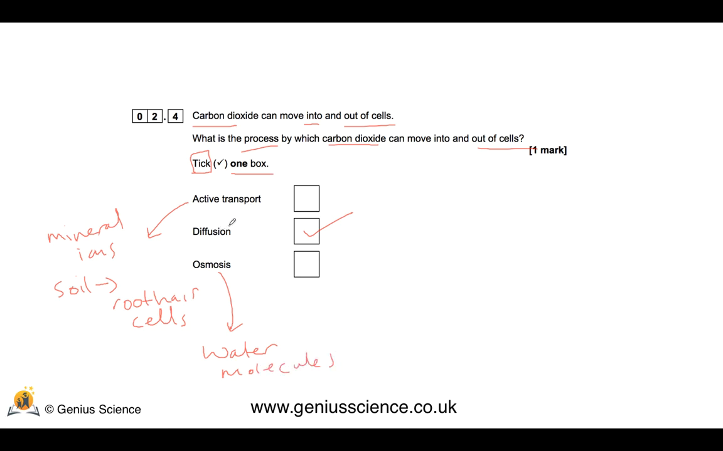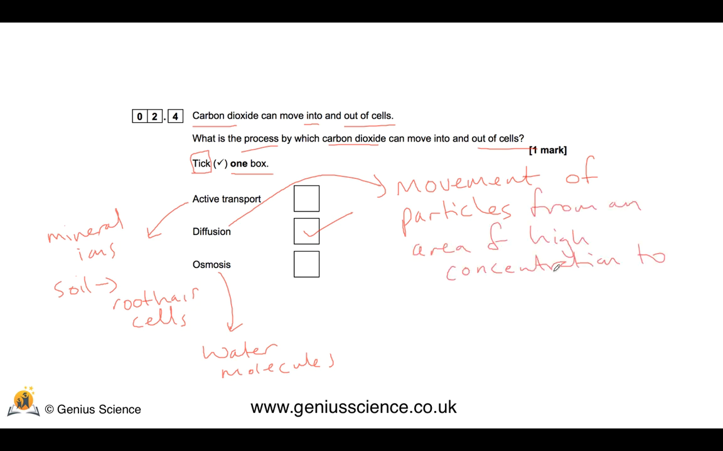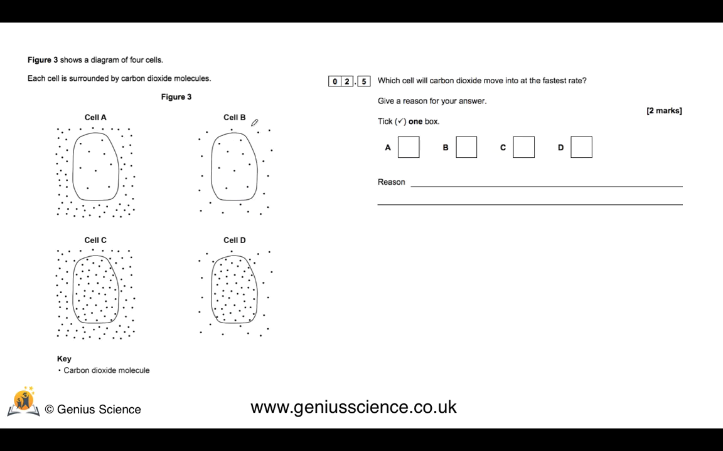And while we're here, let's define diffusion, just so you know for your revision. It's the movement of particles from an area of high concentration to low concentration. Another key part of this definition is the net movement of those particles. So that means overall.